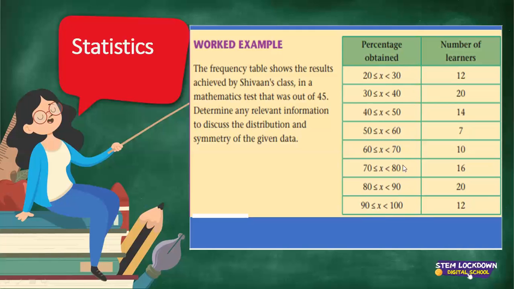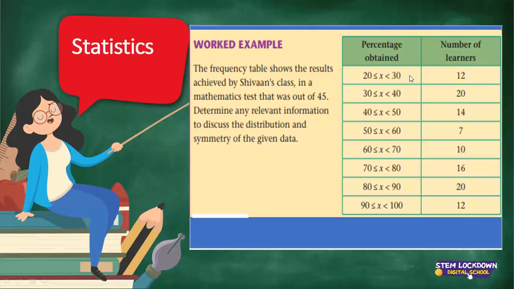First, calculate your mid-mark. Then you have to multiply your mid-mark with your frequency. The number of learners is taken as your frequency, F. The mid-mark is taken as X, and the number of learners is F. So from there, you find your Fx by multiplying your F and your X.